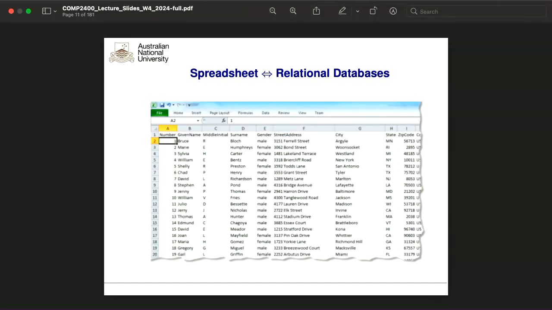Let's start with something everyone knows: spreadsheets. Everyone knows, right? We use this to record some information. Conceptually, you can see it looks like a table. You have columns, you have rows. So the question is, how are Excel spreadsheets different from tables in a relational database?